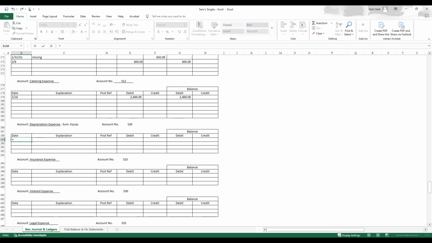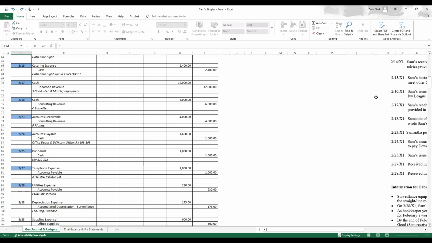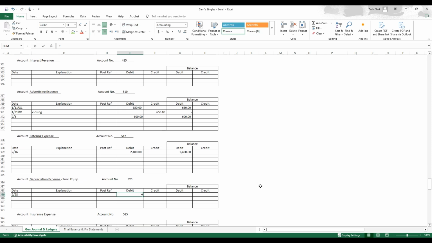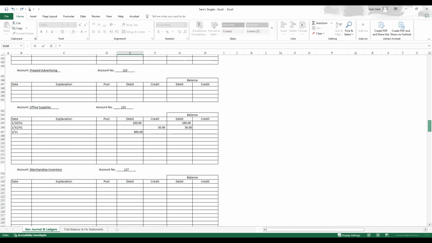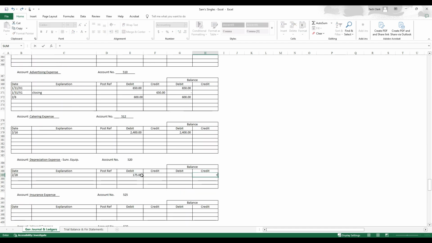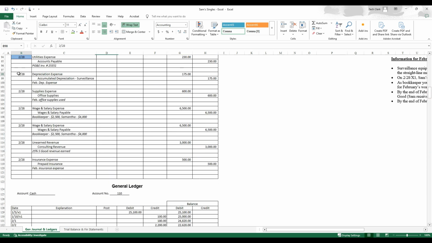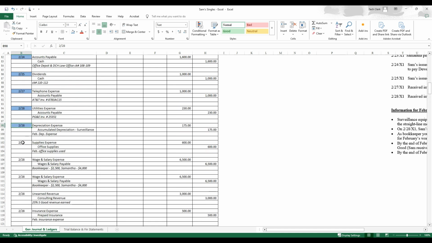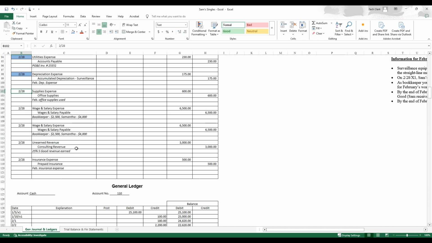Depreciation expense here. That's 175. Carry over. Or sorry, that's debits. Running balance. It's the only one. So that's done. What's the color I was using? That one. Okay. Okay, supplies expense and office supplies.